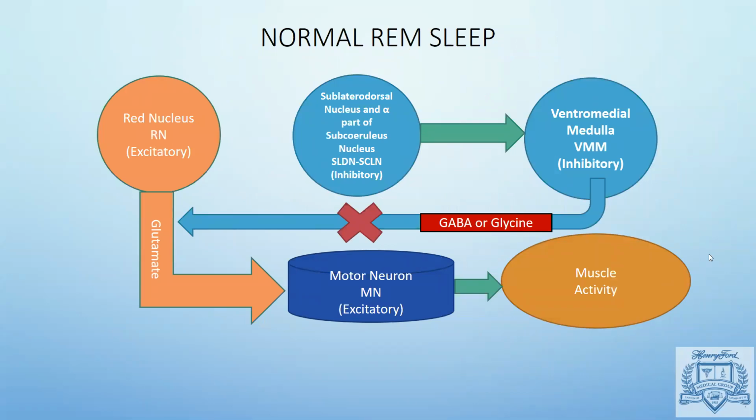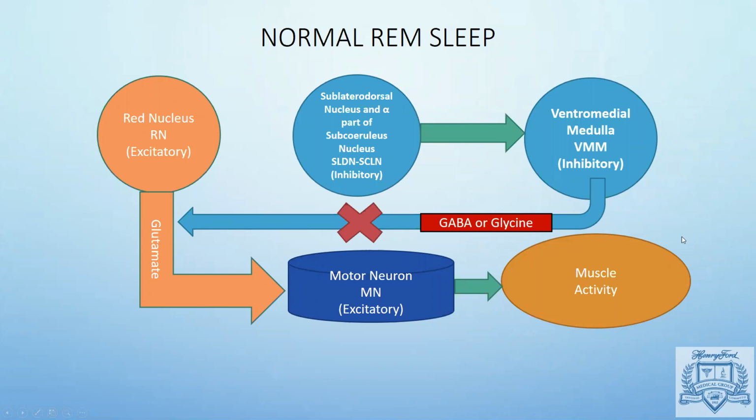There's a dual system that innervates your muscle activity in the body: in the midbrain, your red nucleus, and then your inhibitory mechanism by the sublateral dorsal nucleus and the subceruleus. Along with the VMM, this inhibits muscle activity. Essentially there's GABA here that's inhibiting it.